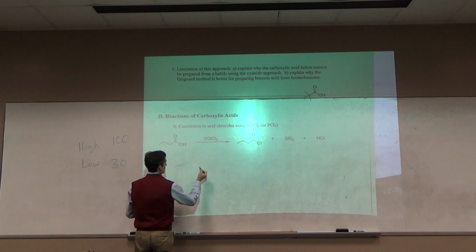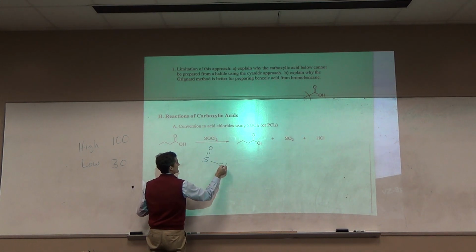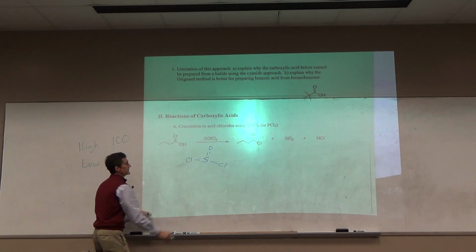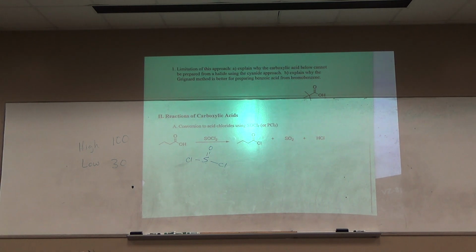Here we go, thionyl chloride structure. Got the S. There is a lone pair there, a complete Lewis structure. There are lone pairs on the other atoms as well. Whenever you do a mechanism, you need the full structure of everything.